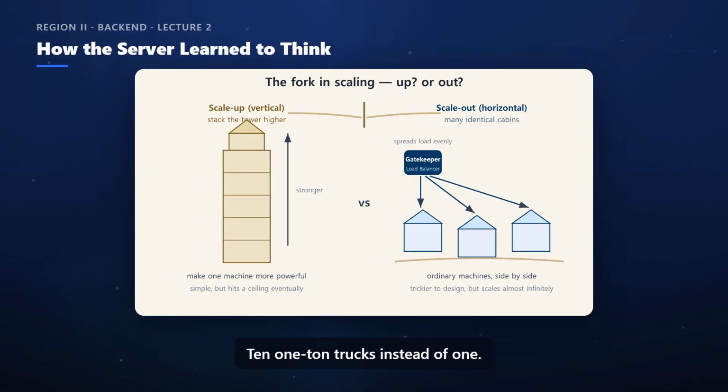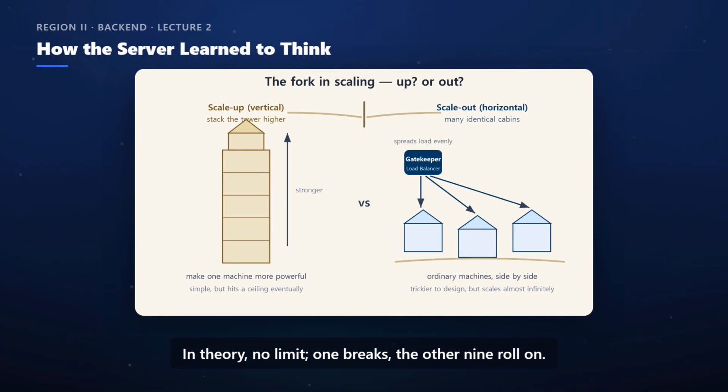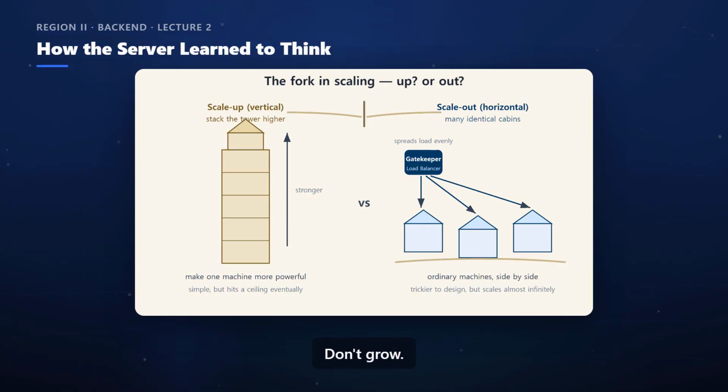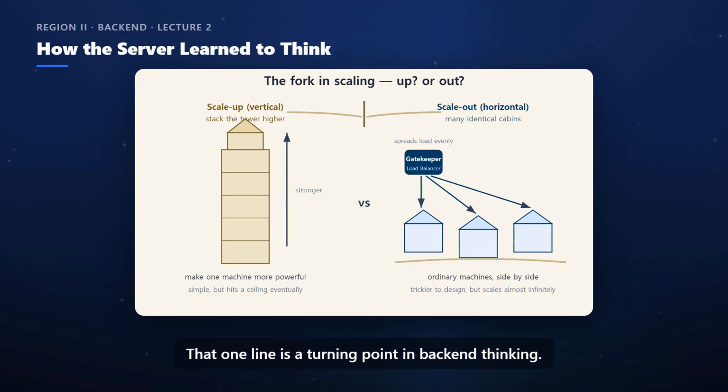10 1-ton trucks instead of 1. In theory, no limit, one breaks, the other 9 roll on. YouTube, Instagram, all this path. Don't grow. Add. That one line is a turning point in backend thinking.